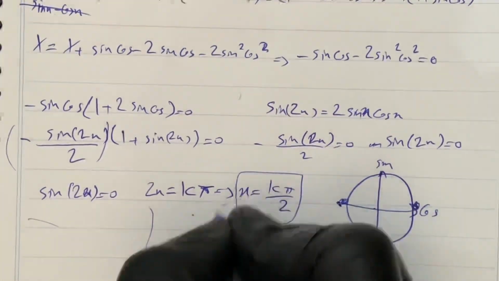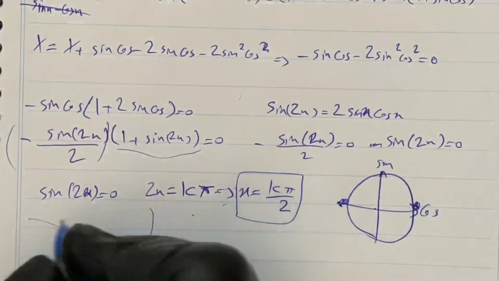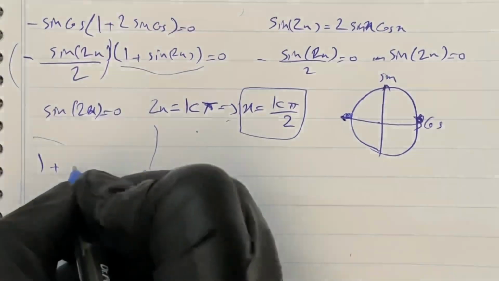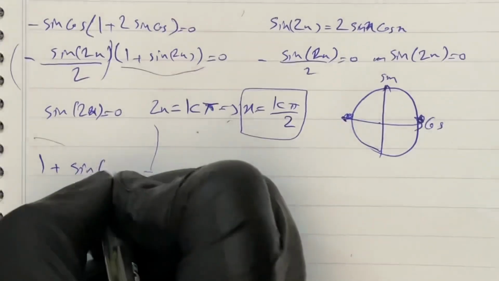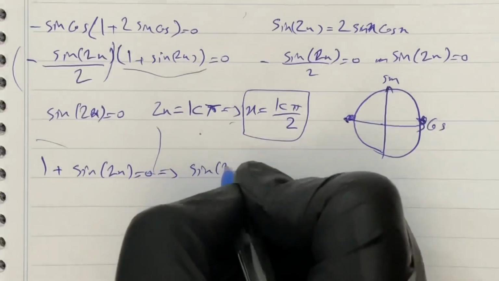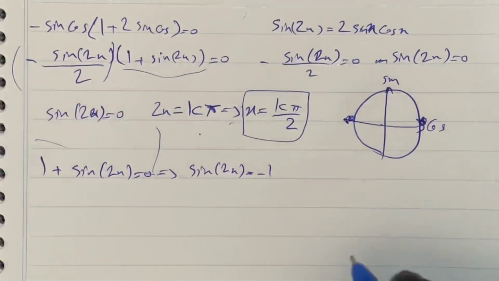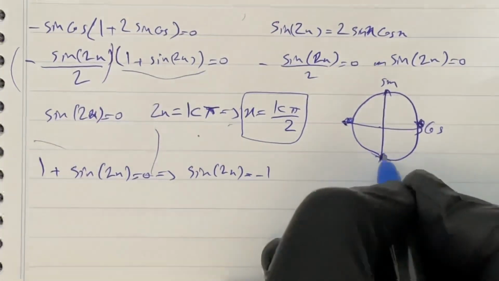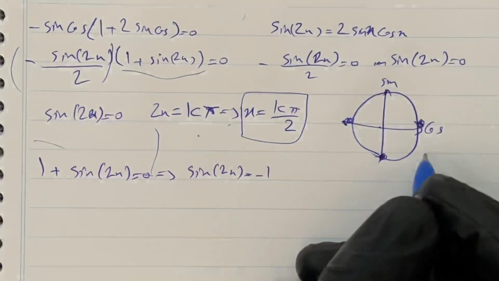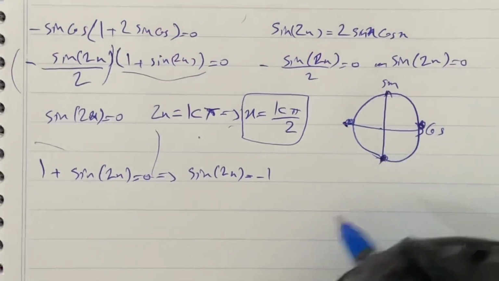This is one answer. Our next answer would be from this equation being 0. So write it down: 1 plus sine of 2x equals 0, which results in sine of 2x equals -1. So where is -1? It's just here. What is the first time we have the sine of -1? It's minus π over 2.